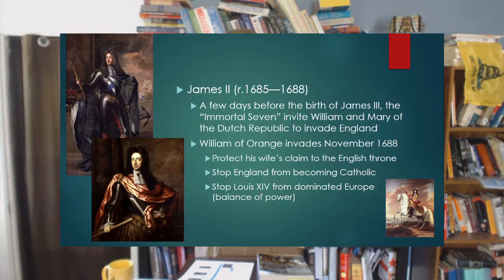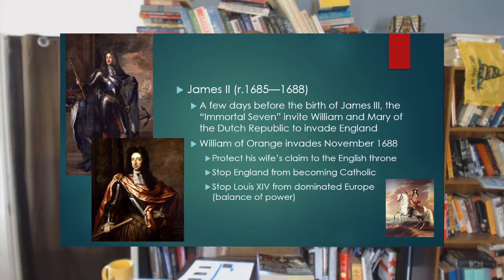And what you have is a group called the Immortal Seven. They invite the rulers of the Dutch Republic, William and Mary, who are Protestant. They write them a letter and say, will you invade England and save us from our future Catholic king? So William of Orange invades England in November of 1688. He's trying to protect his wife's claim to the throne.